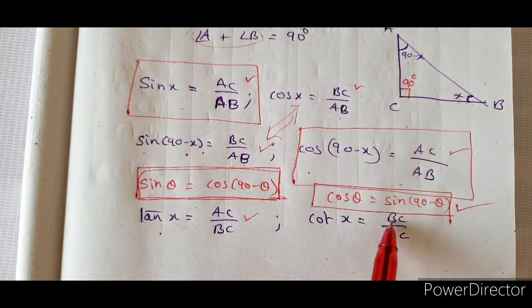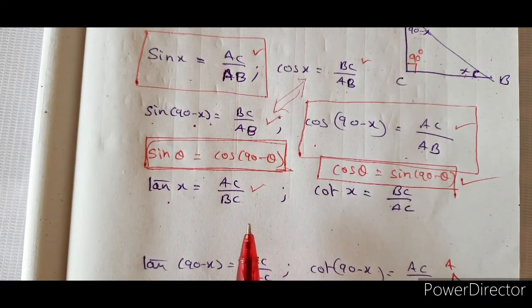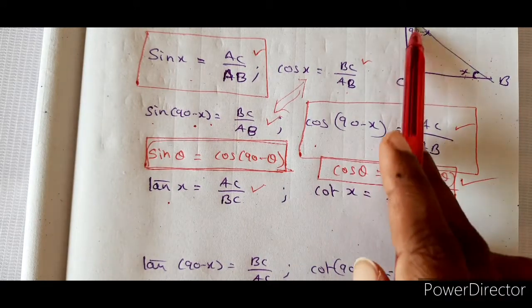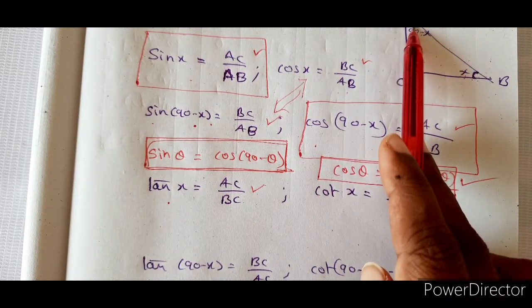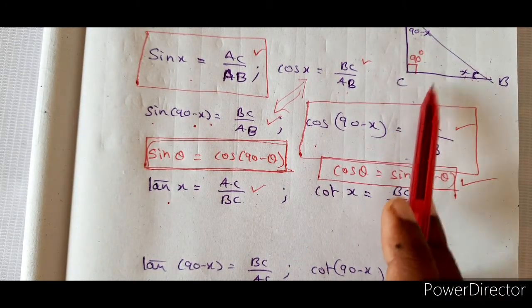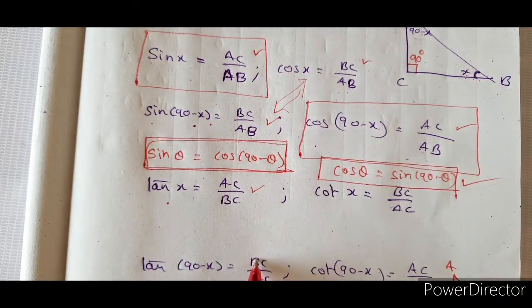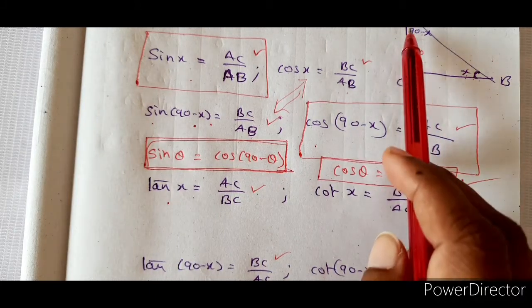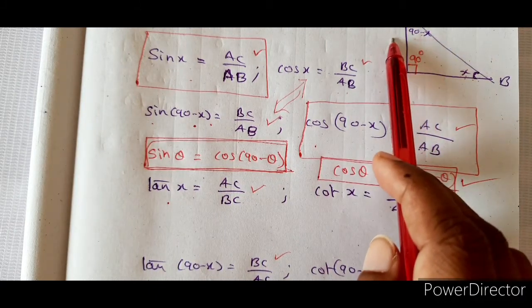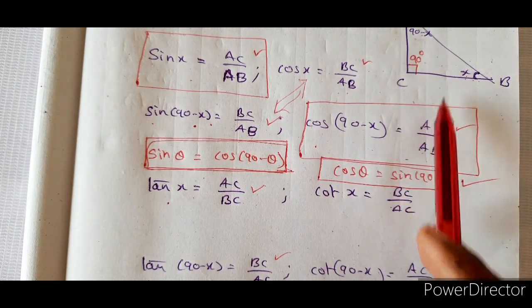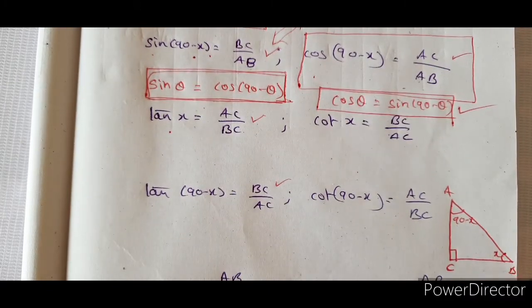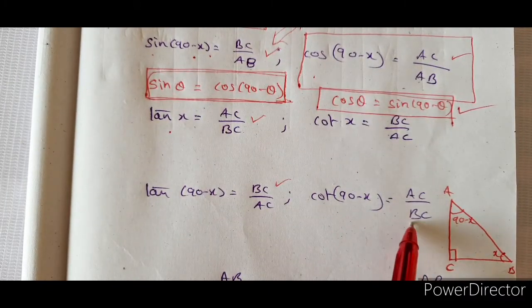BC by AC. Now let us see for 90 minus x. This is 90 minus x. Tan 90 minus x: opposite is BC, adjacent is AC. So tan 90 minus x is BC by AC. And for cot 90 minus x, adjacent is AC, opposite is BC. So cot 90 minus x is equal to AC by BC.